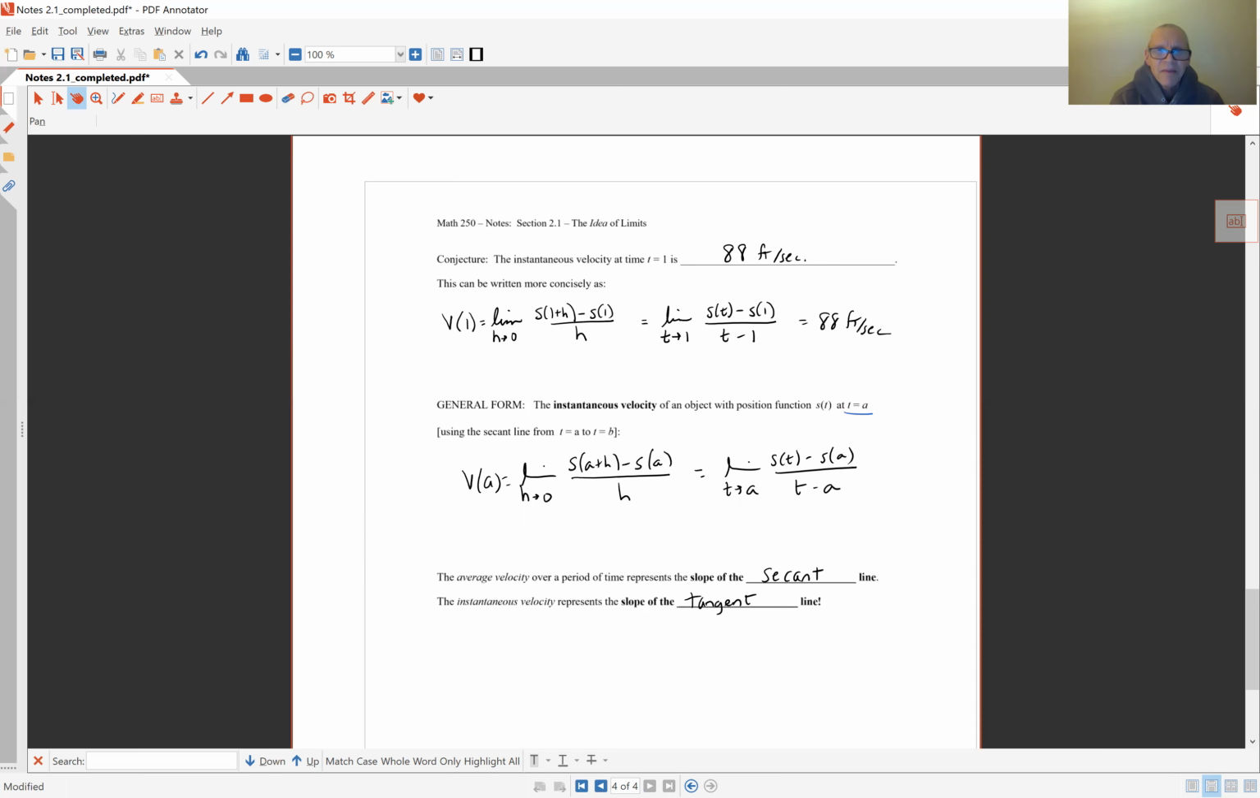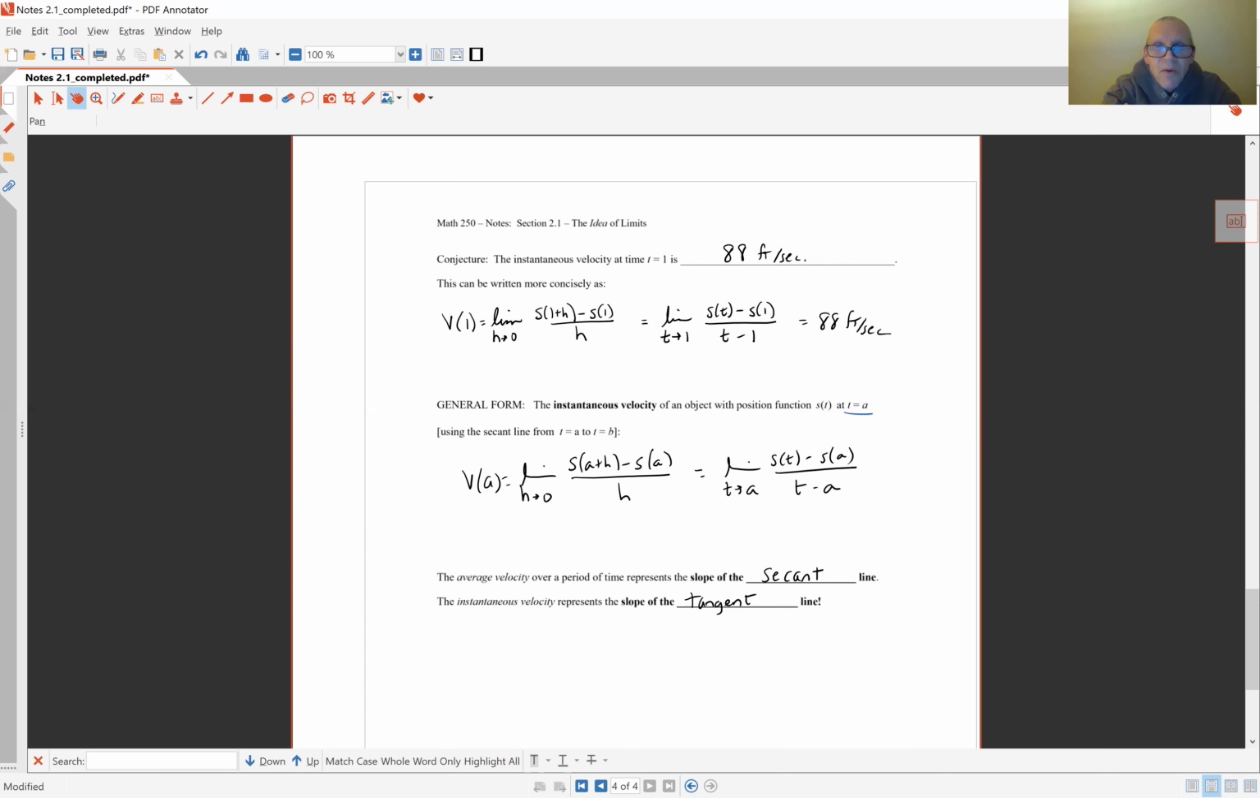It's just the limit of the secant slope when h is very small. So it's s of a plus h, it's rise over run: s of a plus h minus s of a divided by h. Or another way of looking at it, instead of h going to 0, let time t equal a plus h. So you've got 8 seconds plus a little bit extra. So let's say time is a plus h.